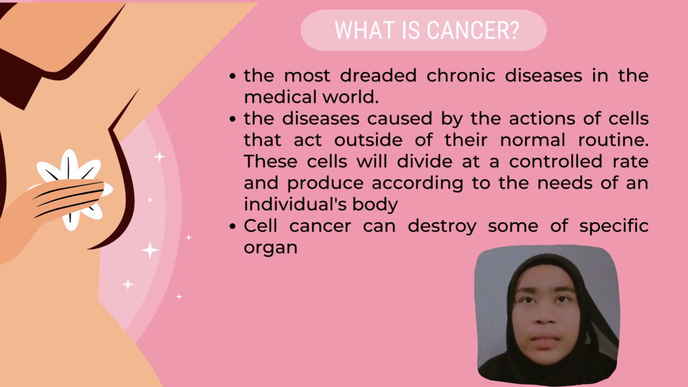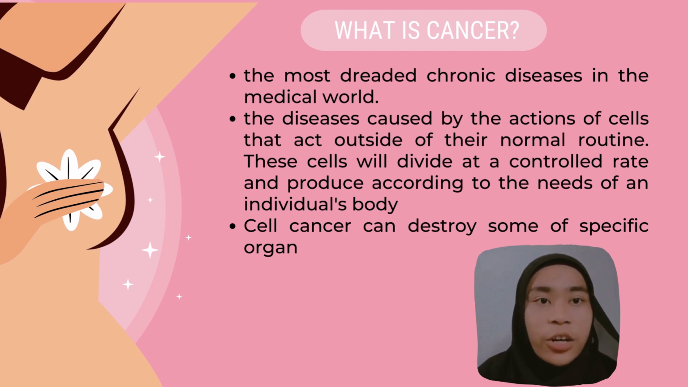Why is cancer called a chronic disease in the world? Because cancer cells can destroy some of our specific organs such as the brain, bone, skin and more of our organs.